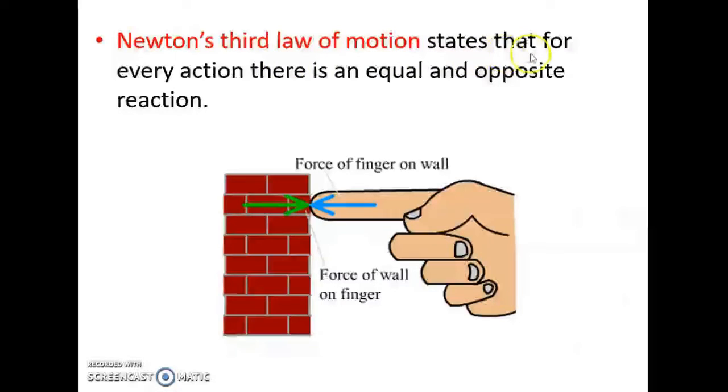And finally coming to Newton's third law of motion, which states that for every action there is an equal and opposite reaction. So consider a person using his finger applying force onto a wall. The wall in turn will apply equal force but opposite in direction onto the finger. So this is a picture which shows you the application of Newton's third law of motion, which states that every action has equal and opposite reaction.